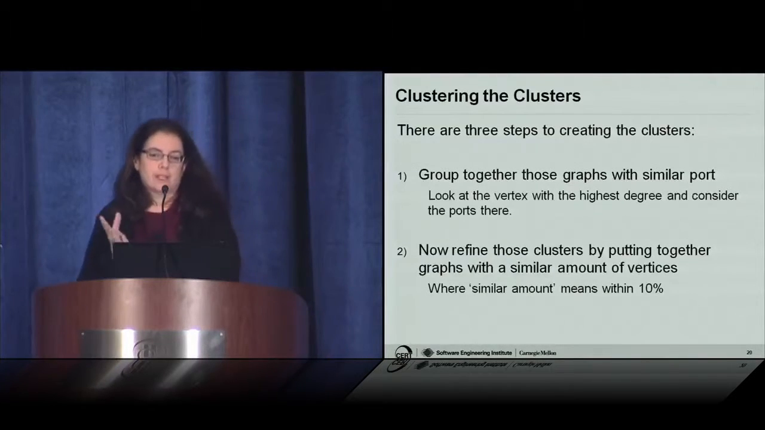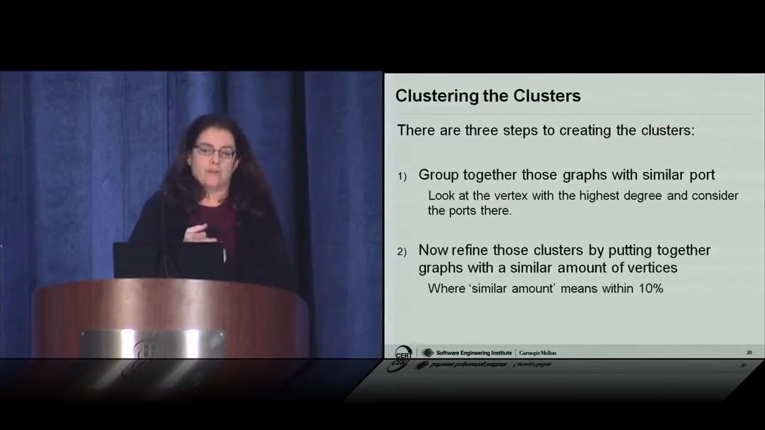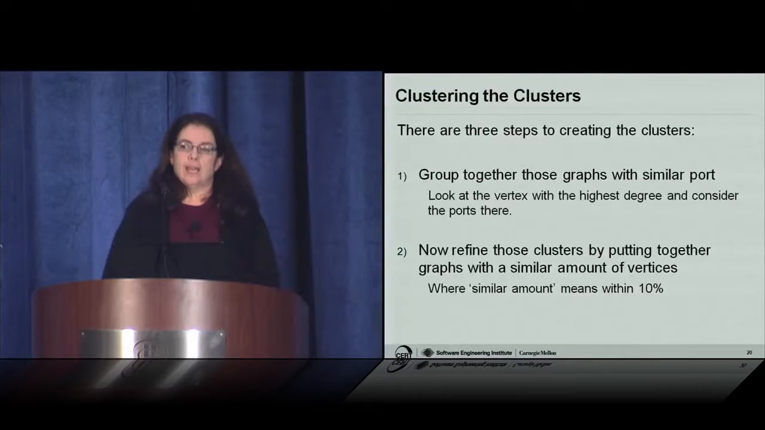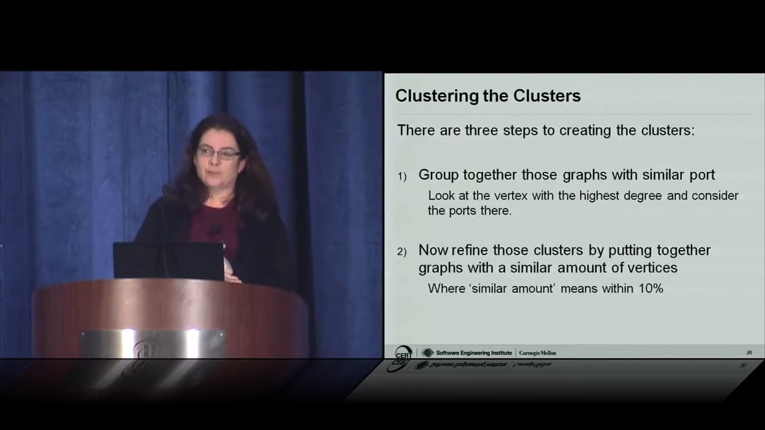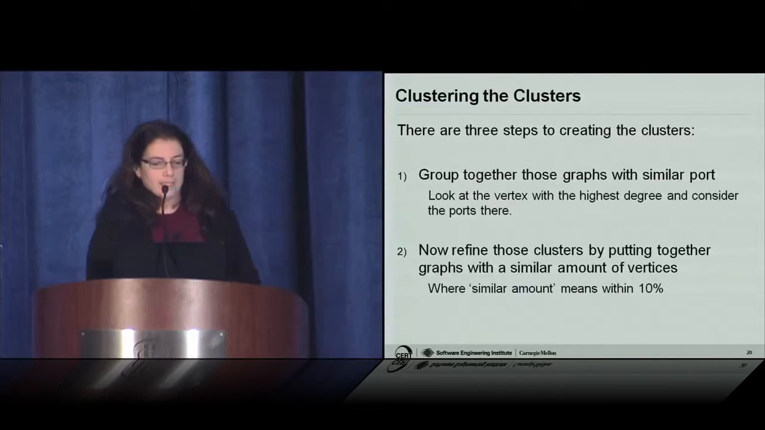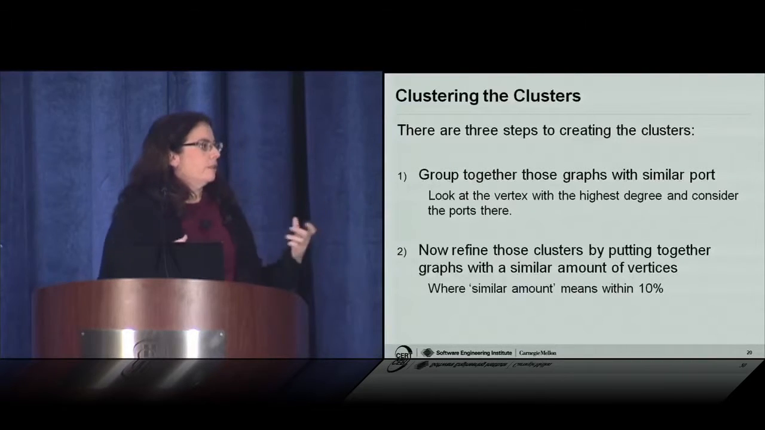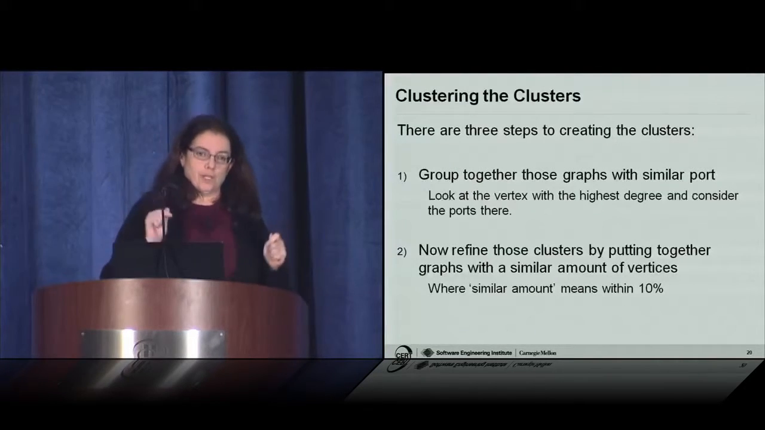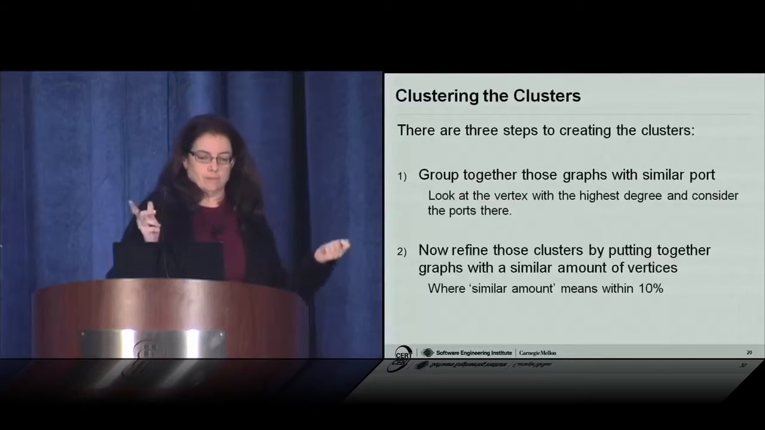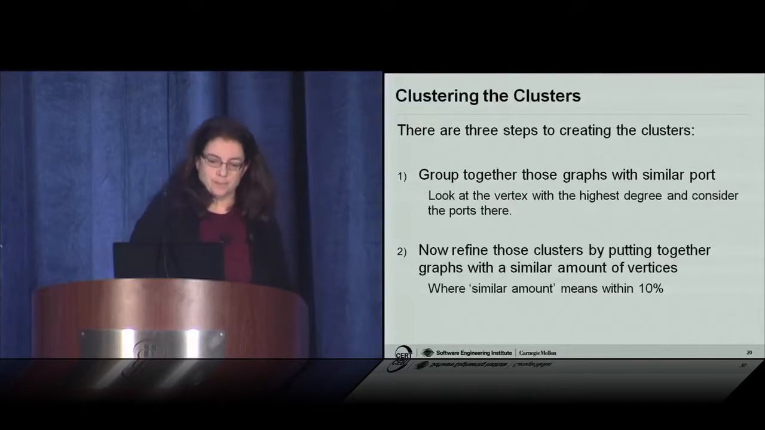So there's 3 steps to creating the clusters. First, we look at similar port. And I know Mike Collins is going to tell me port's not the right thing I should have used. I should have also used protocol. I'm sorry, Mike, I didn't use that yet. Now, I then want to look at things with a similar amount of vertices, and there's a reason for that, aside from the fact that, well, it sounded like a good idea at the time.